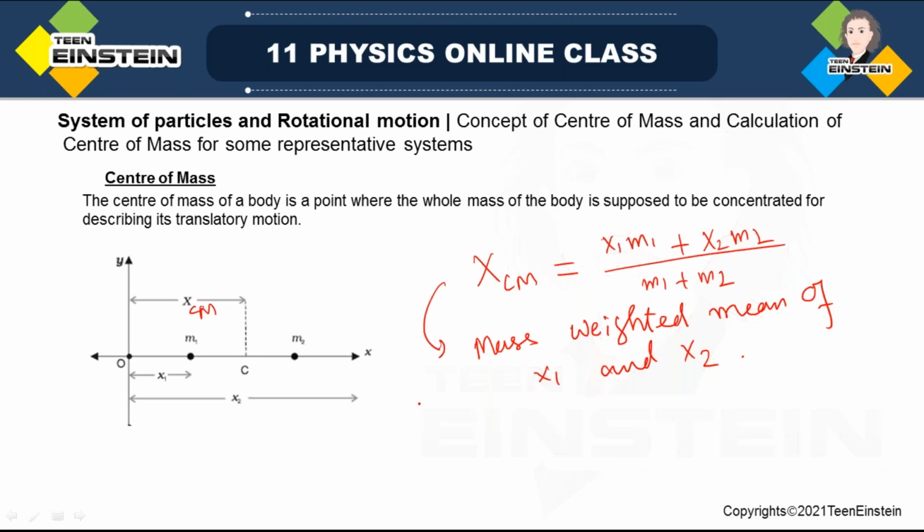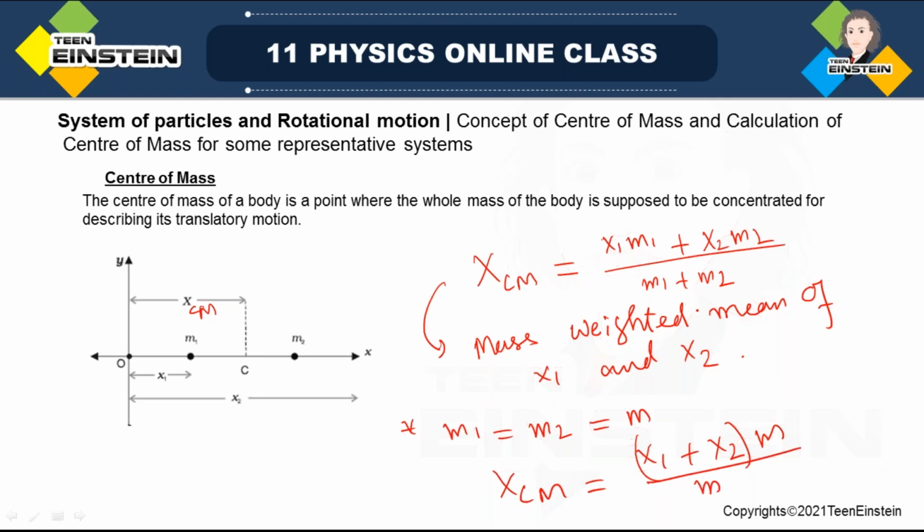Now look, one interesting thing is, if these masses are equal in magnitude, then this xcm will be x1 plus x2 whole into m divided by whole m. See, m1 plus m2, so 2m. You just strike this m off, so what you get is x1 plus x2 divided by 2.